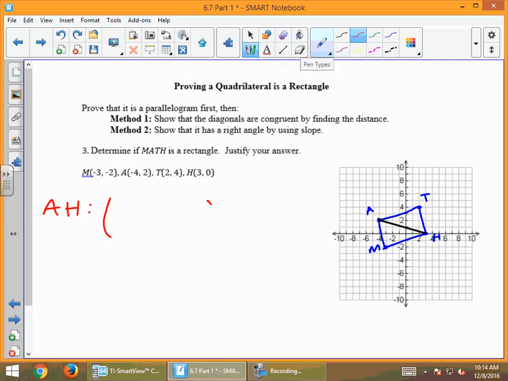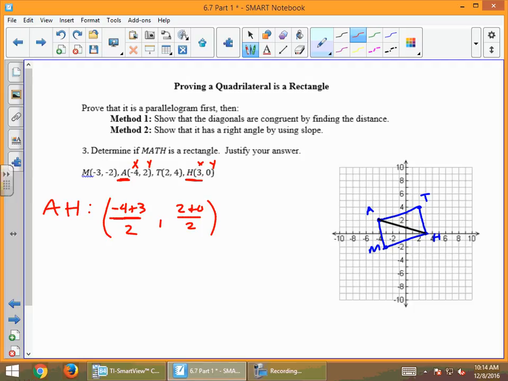H first. So again, what do we do with our x values between A and H? Add and divide by 2. So our x value with A is -4. Our x value with H is 3. Divide by 2. Do the same thing again with the y's. There's our y values, add them together, divide by 2. Everyone okay with that part?